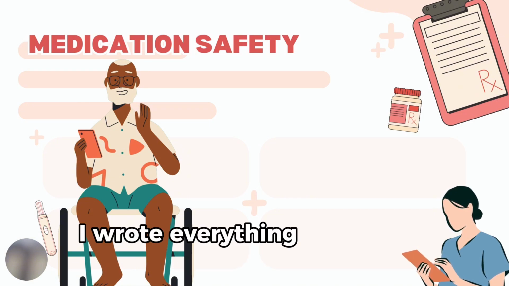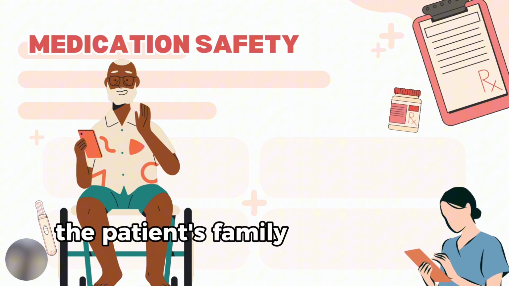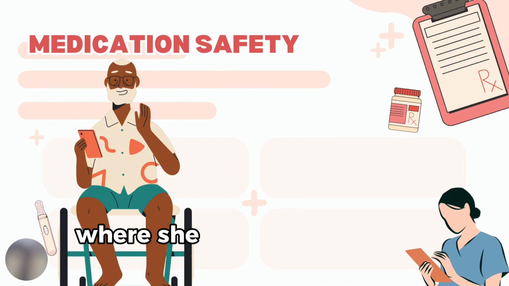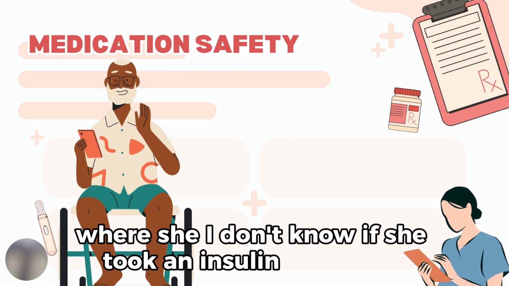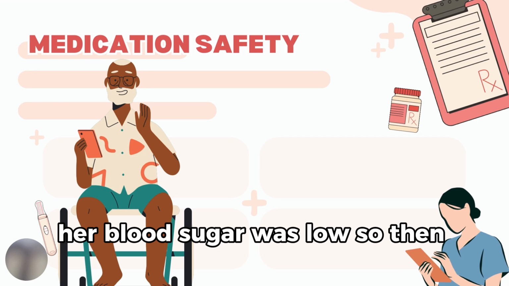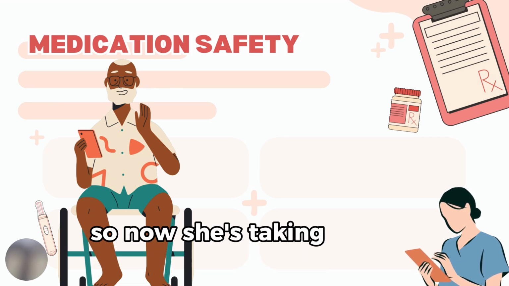I wrote everything down for the patient, because the patient's family member had told me that she had an incident where I don't know if she took her insulin some way, somehow, something happened. Her blood sugar was low. So then she started eating all this food. Now her blood sugar is high. So now she's taking all this insulin.